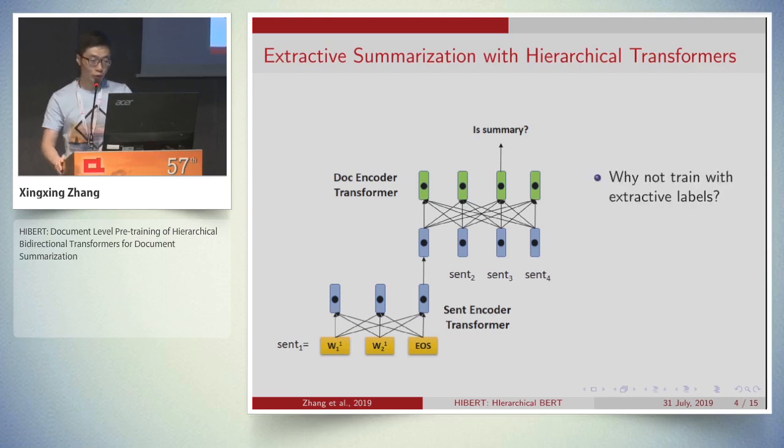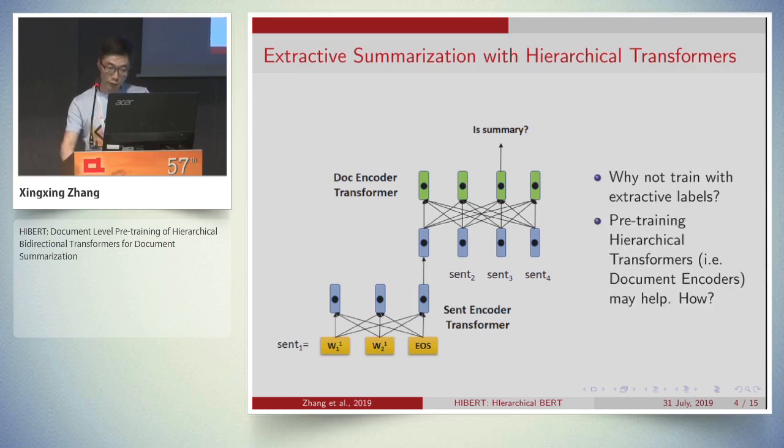We train this model using the extractive labels, but unfortunately, in most summarization datasets, extractive labels are not available. They are created by rule-based methods, and they are not accurate and are noisy. Training such a complex model with noisy training signals is not optimal. And we believe training signals from other angles should be helpful. Given the recent success in pre-training NLP models, we believe pre-training hierarchical transformers, in this case, that's our document encoder, may help. The problem is how.